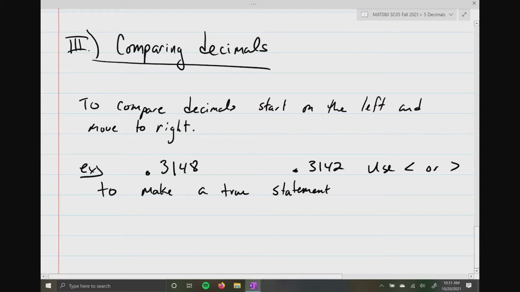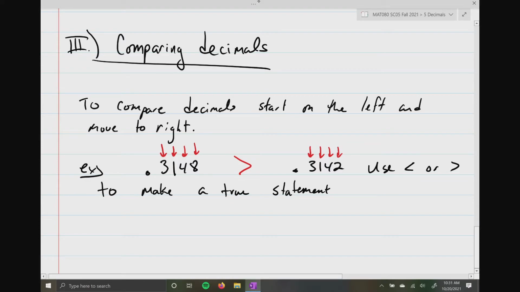So on the far left, for each number, there's a 3. Since they're the same, I move to the right. They're both 1s. They're the same, I move to the right. The next numbers are both 4s, so I move to the right. And lastly, I have an 8 and a 2. Since 8 is larger than 2, 0.3148 is going to be larger than 0.3142. All right, does that make sense?